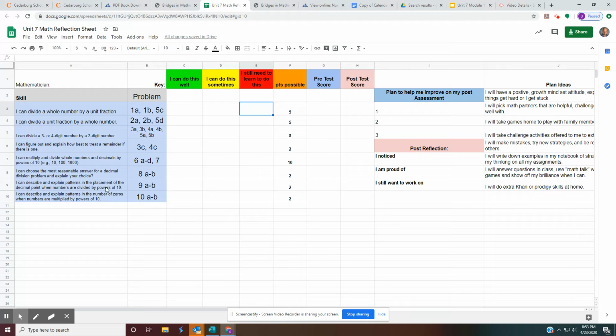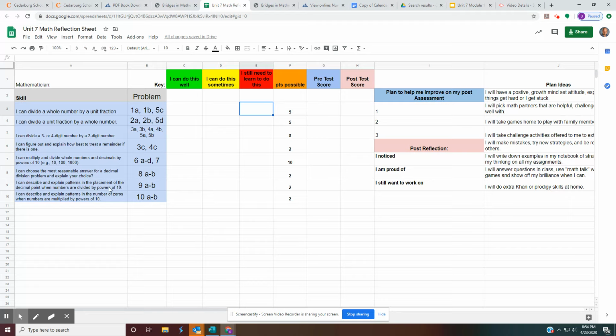All right, now let's take a look at the next problem. I can choose the most reasonable answer for a decimal division problem and explain my choice. Explain your choice, right? So make sure you have a reasonable response with this. It's only 2 points, so if you got them both right, awesome, you can do this well. If you missed them both, I still need to learn how to do this. Or maybe you figured it out, but you didn't have a reasonable answer for why you chose. I can do this sometimes. You're going to do this again for 9 and 10, so I won't go through the point totals for you.